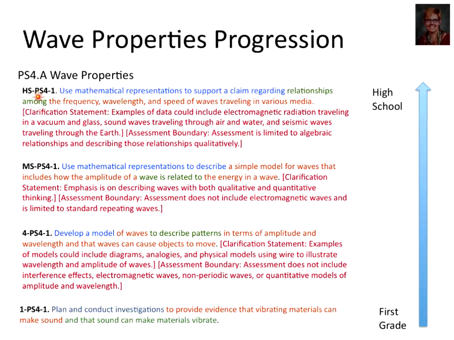And you can see in this progression that the sophistication of the ideas increases, as well as both similarities and changes in the cross-cutting concept. If you look back at the first grade performance expectation, the cross-cutting concept was about cause and effect. That's also true in fourth grade. In middle school, the cross-cutting concept is patterns. And then again, it's cause and effect at the high school level for this particular performance expectation.